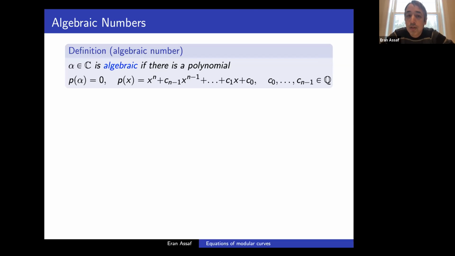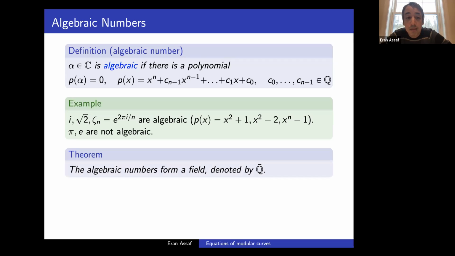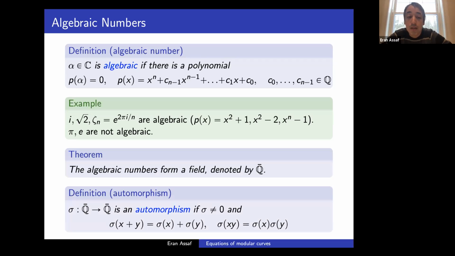So we will call a number algebraic if it satisfies a polynomial with coefficients that are rational. So for example, i is an algebraic number. It satisfies the polynomial x squared plus 1. Square root of 2 is algebraic. It satisfies the polynomial x squared minus 2. And roots of unity are algebraic. They satisfy the polynomial x to the n minus 1. On the other hand, numbers like pi or e are not algebraic. And we will use the following theorem. The algebraic numbers form a field, and we will denote it by Q bar.